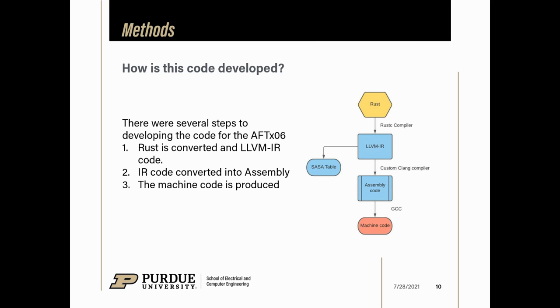How is this code developed? Well, we used a custom LLVM version where Rust is compiled through the rustc compiler into LLVM IR. This LLVM IR was then compiled through the custom Clang compiler, or in this case, run through each of the passes in LLVM to produce a SASA table for sparsity and assembly code which utilizes the SASA table. This assembly code is then compiled through GCC and outputs machine code.